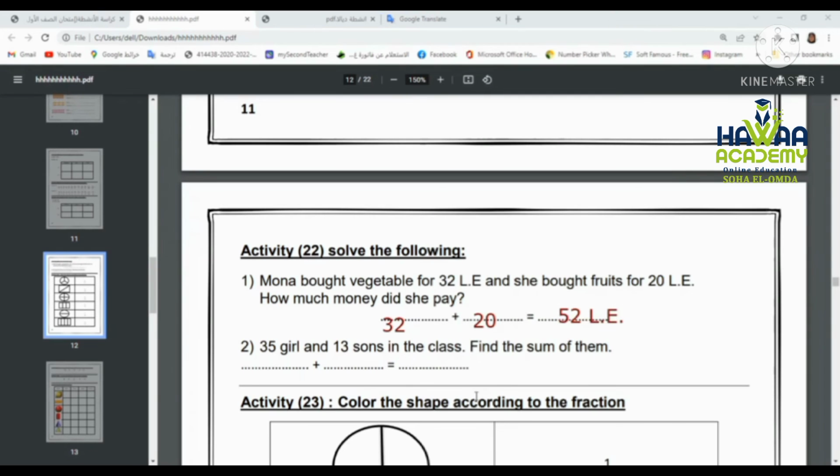The second question, we have 35 girls and 13 boys in the class. Find the sum of them. So we have how many girls? We have 35. We have how many boys? We have 13. So yalla, the ones part together, 5 and 3 will be 8. 3 and 1 will be 4. Excellent. So we have 48 students all together.